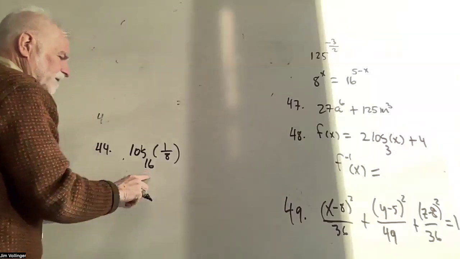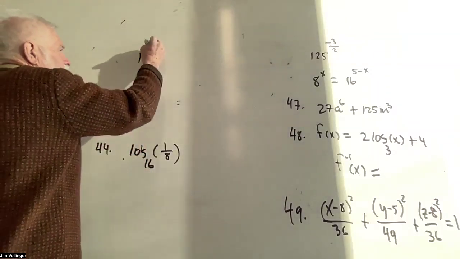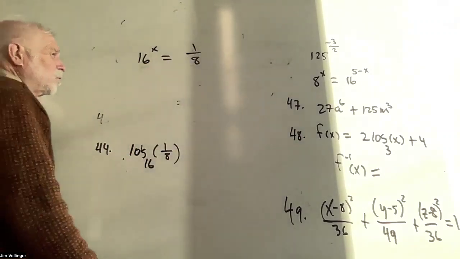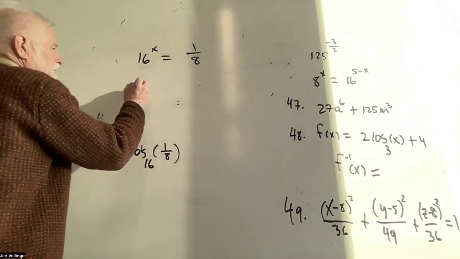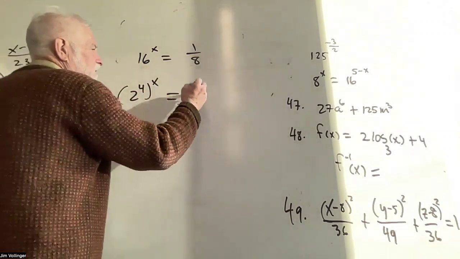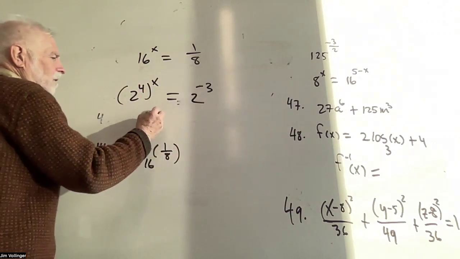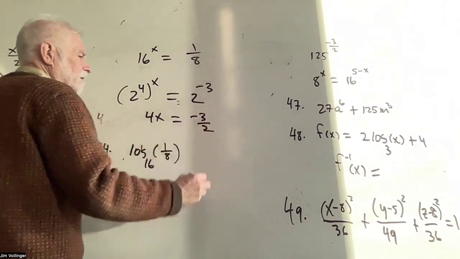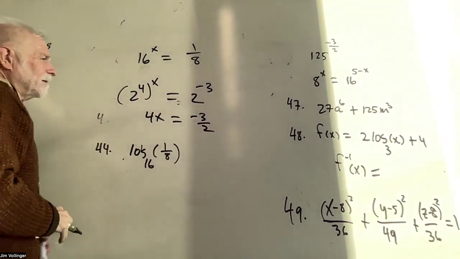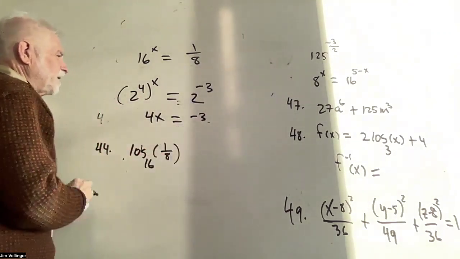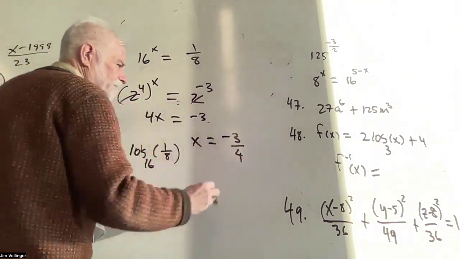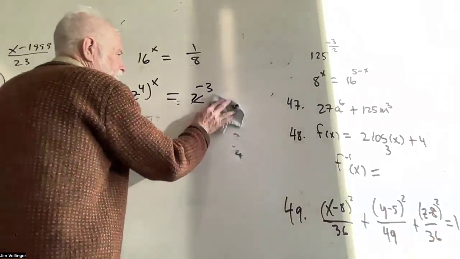All right, started this the first week of class. 16 to the what equals 1/8. All right, we started these problems so we could get to the rules of logarithms. So that's 2 to the 4 gets me that equivalent statement. This is 2 to the -3. 4x equals -3, excuse me, because the bases are the same. So x equals -3/4. All right.